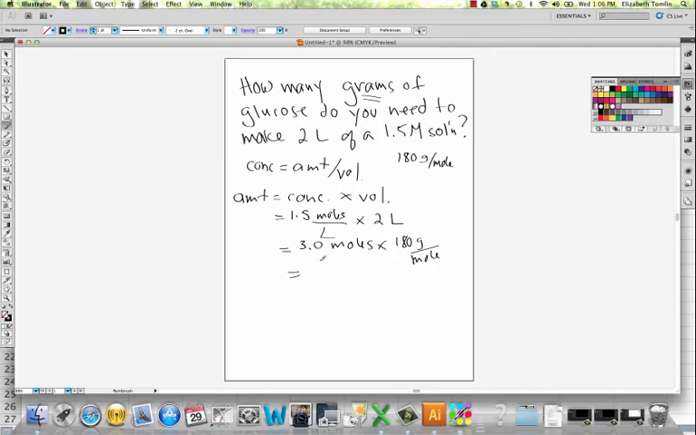And it turns out that we need 540 grams of glucose to make 2 liters of a 1.5 molar solution. That is a whole lot of sugar.